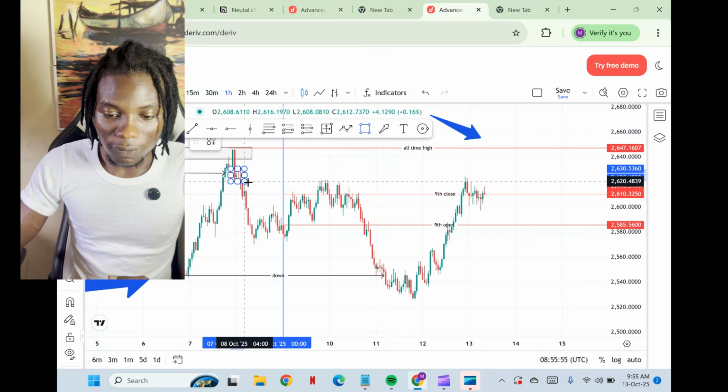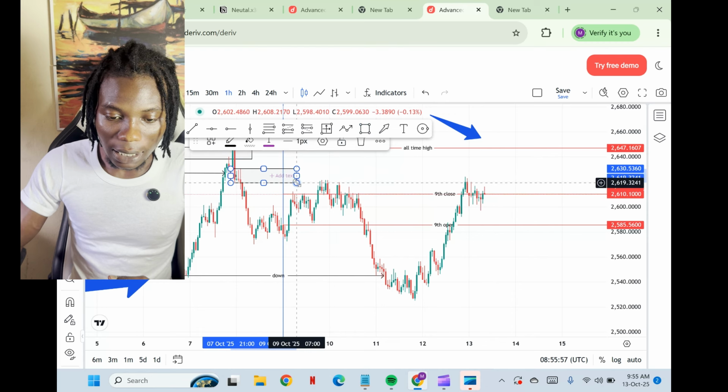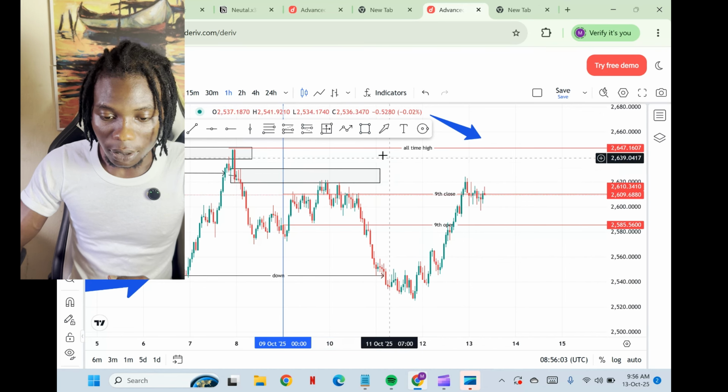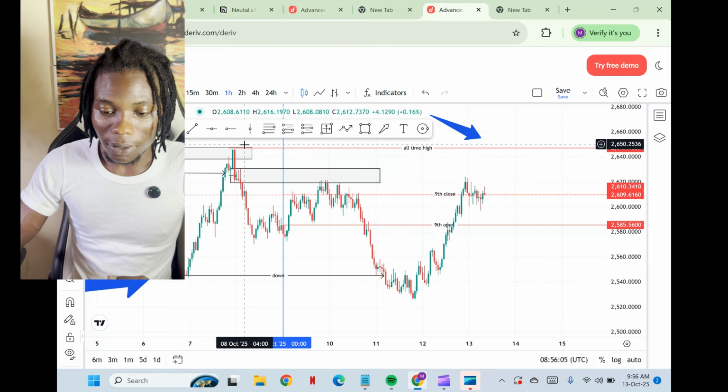So this strong engulfing candle, we have what is called an order block, which I'll be talking about soon in our next video, about this rejection, weak rejections. So we have our order blocks.